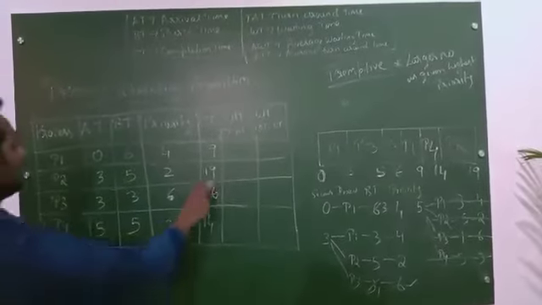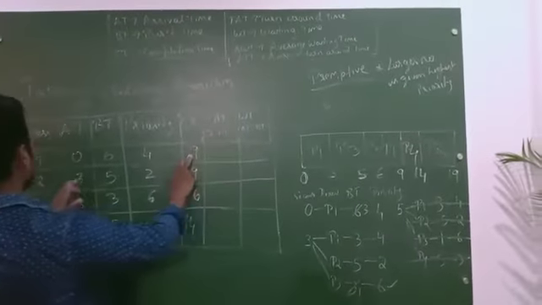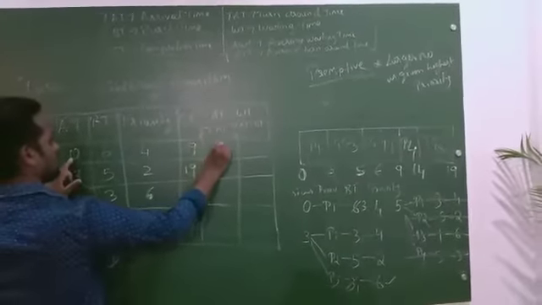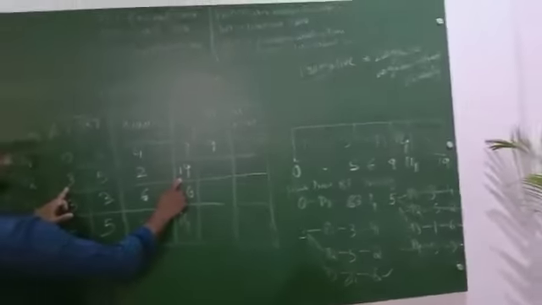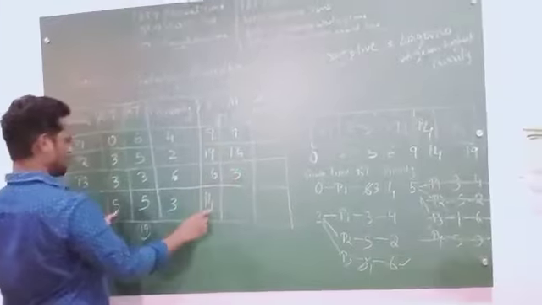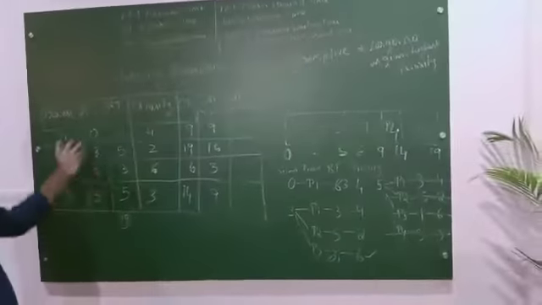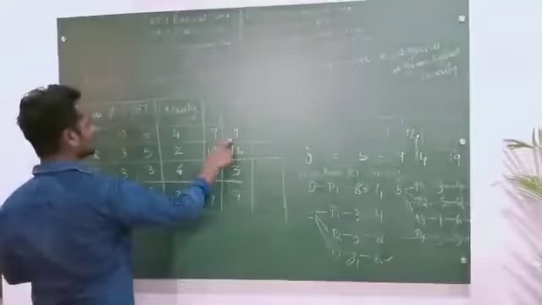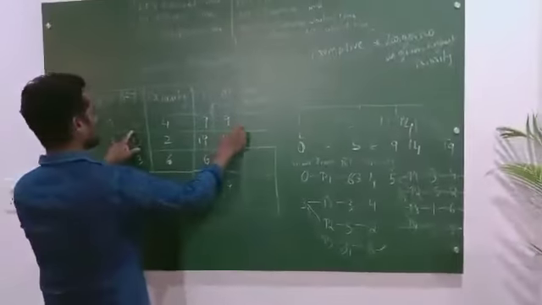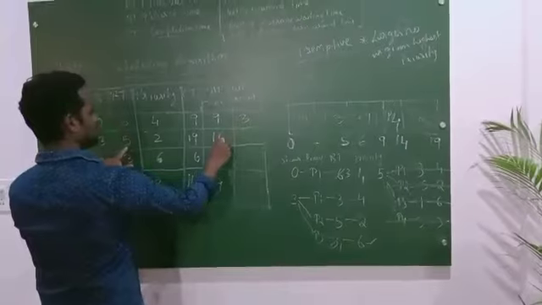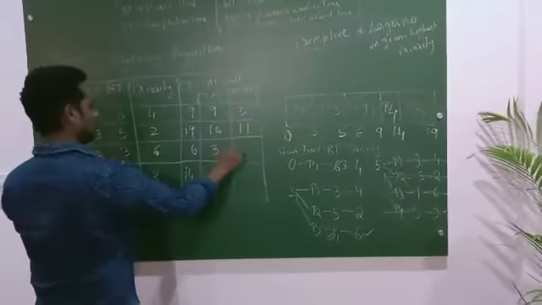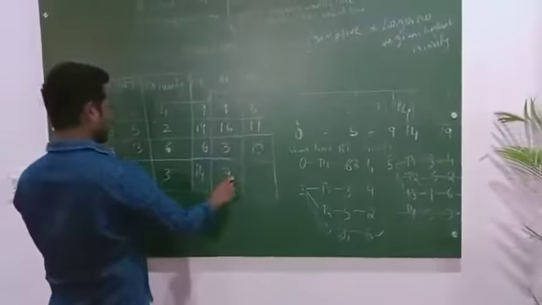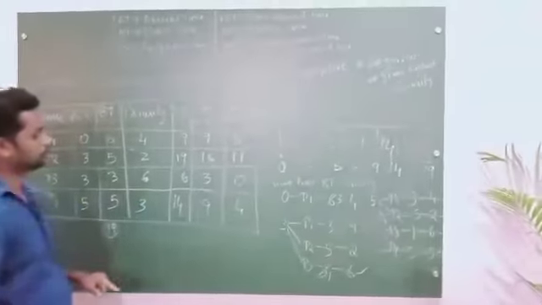Now turnaround time is completion time minus arrival time. 9 minus 0 is 9. 19 minus 3 is 16. 6 minus 3 is 3. 14 minus 5 is 9. This is your turnaround time for each process. Waiting time is turnaround time minus burst time. 9 minus 6 is 3. 16 minus 5 is 11. 3 minus 3 is 0. 9 minus 5 is 4.